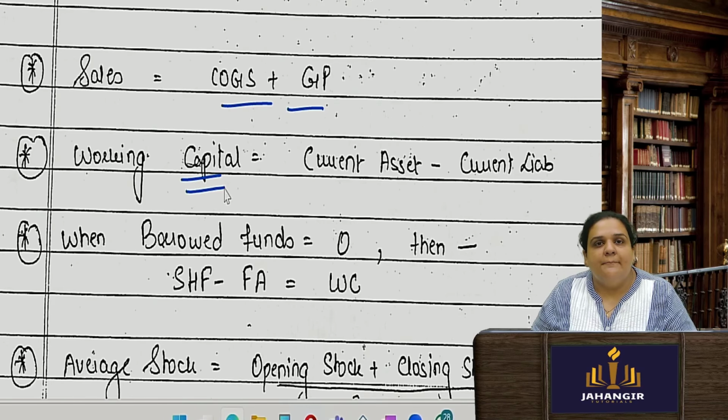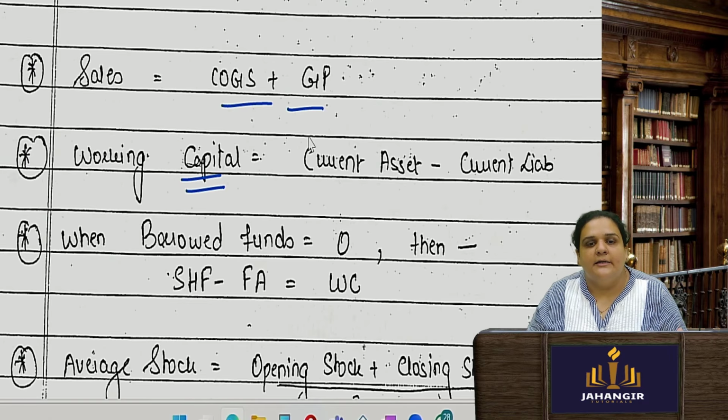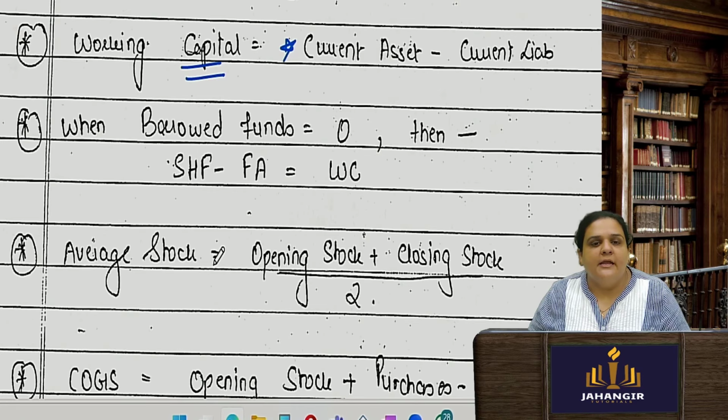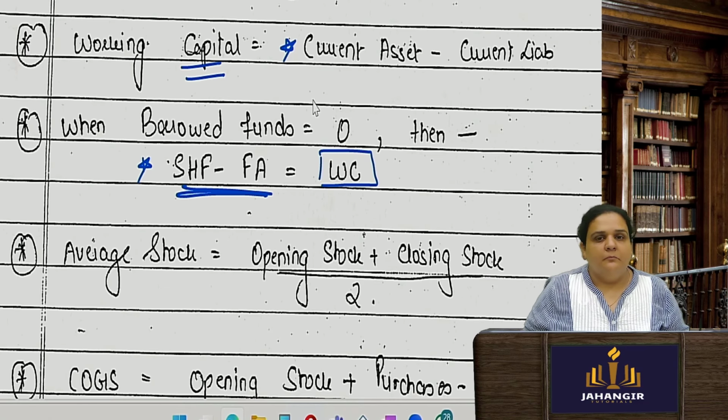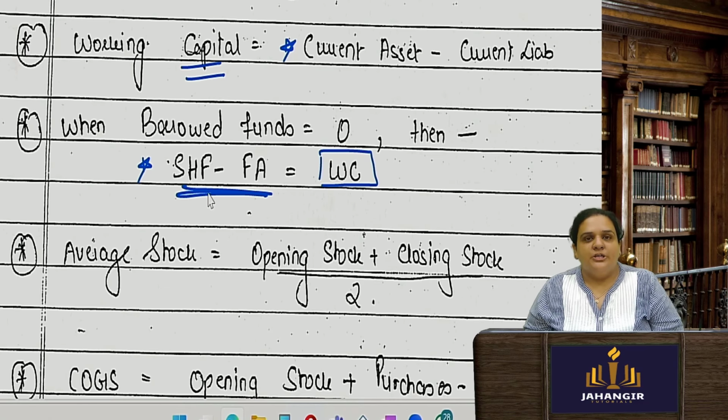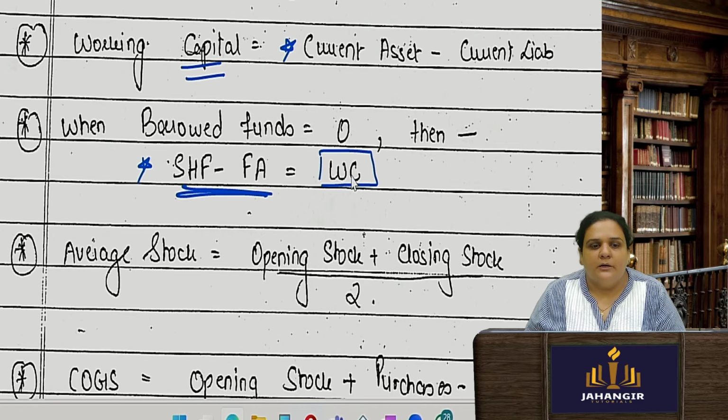What is working capital? Working capital is your current assets minus your current liabilities. Okay, say if you do not have any kind of borrowed funds, there is nothing there in the borrowed funds, then you can say your working capital is nothing but shareholders funds minus fixed assets. This is used very rarely, when borrowed funds is zero. Okay, so your shareholders funds minus your fixed assets will actually give you working capital.